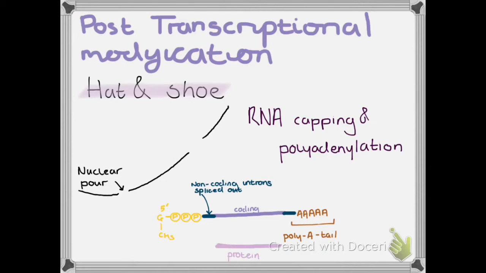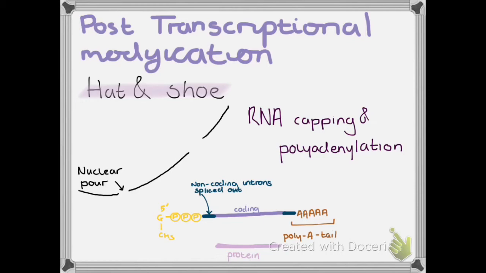As well as this, some things are done to protect the mRNA molecule before it can be translated into a protein. So these things to protect the ends are called capping and polyadenylation. So your capping is when you have a methyl group added to the 5' end, and then your polyadenylation is when at the 3' end you've got an addition of around 150 to 350 bases.